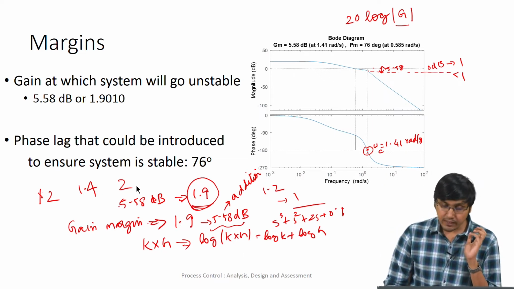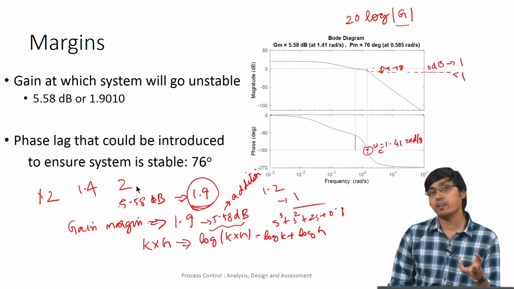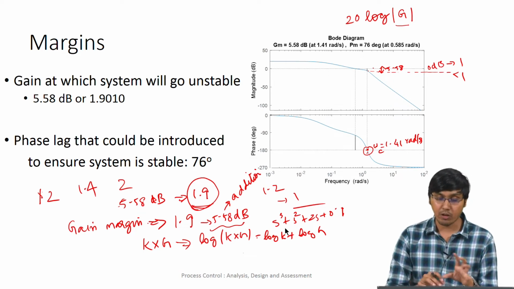Now when I am modeling, I can not only make mistakes in gains, I can also make mistakes in finding these poles and all the approximations.